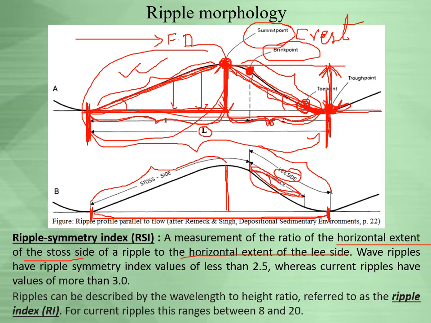And it is found that for current ripples, for asymmetrical ripples in which the stoss side length is higher than the lee side length, the ripple index values range from 8 to 20. And for wave ripples, that is for symmetrical ripples, the ripple index value ranges up to 4 or 6. So from these two values, if we simply calculate the ripple symmetry index or ripple index, without observing all those other things, we can firmly say whether the ripple is asymmetric, that means current ripple, or whether the ripple is symmetric, that means wave ripple.